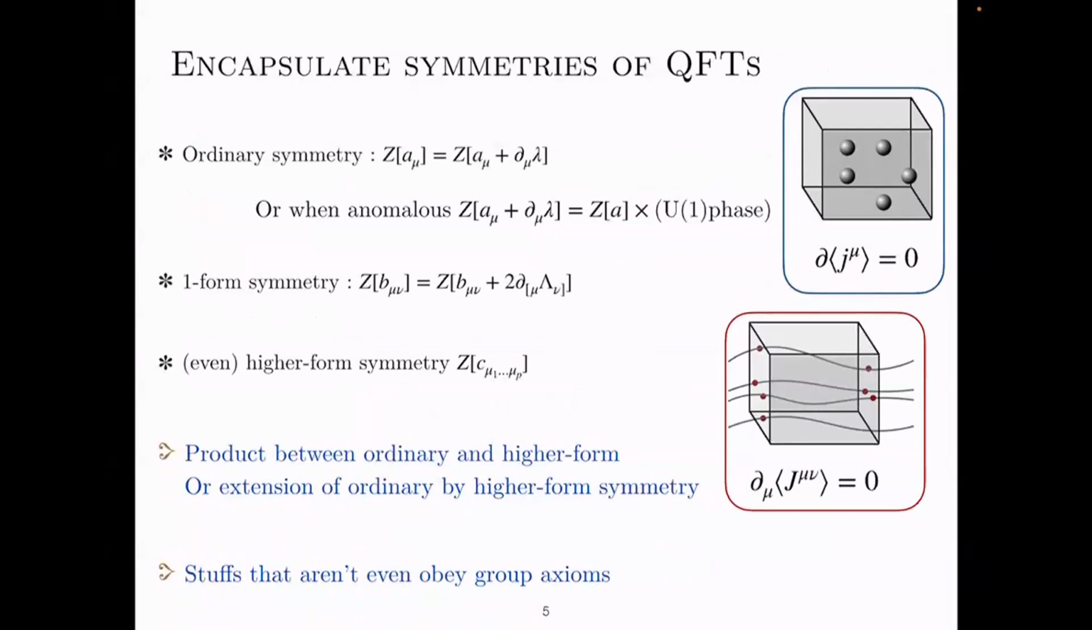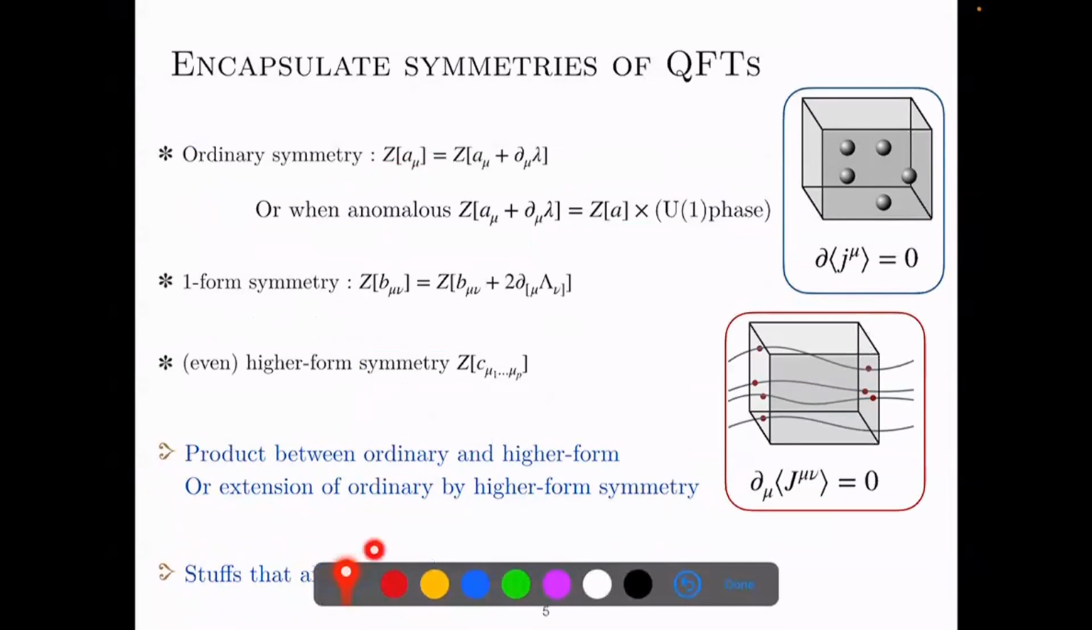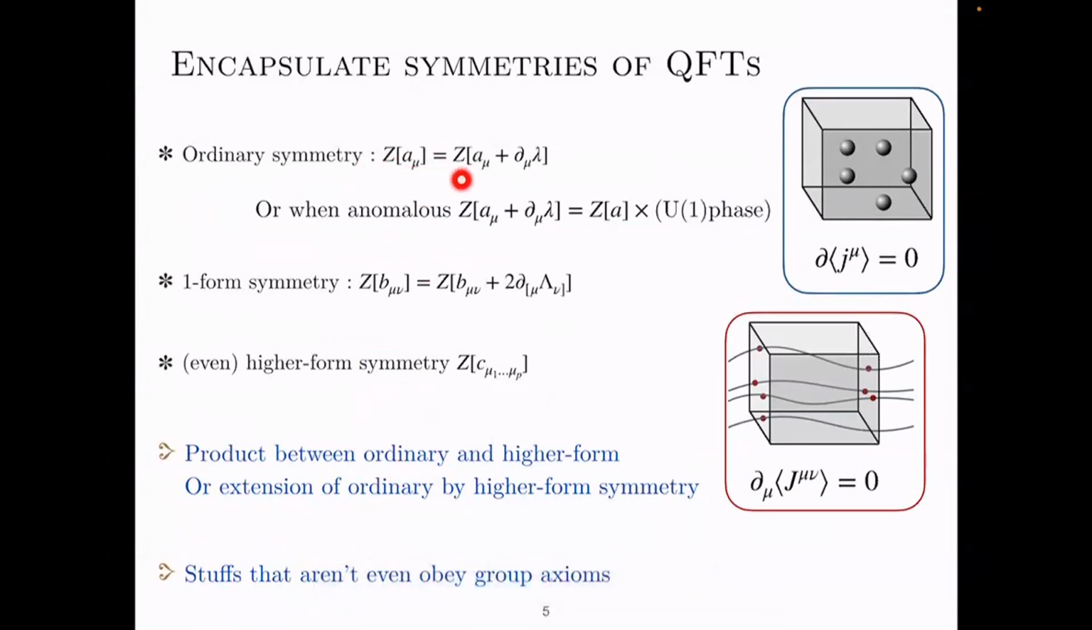However, in QFT, fortunately we have a lot more interesting symmetry structures. So you can have the ordinary symmetry, where the partition function is a function of a background gauge field, invariant under this kind of transformation. You can have something called the anomaly. This is what happens when you do this gauge transformation on the background field: you don't quite get the same partition function, but it's off by some phase. It could be U1 or Cn.